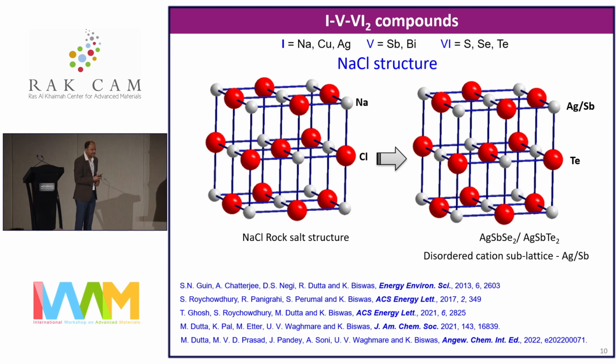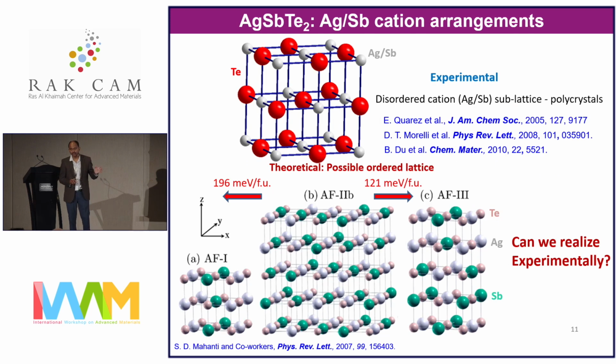And this AgSbTe2 is not a new compound. We have not synthesized it for the first time. It was synthesized a long time ago, in the early 1970s, and then people did many experiments on this AgSbTe2. Experimental observations from crystallography as well as electron diffraction as well as high-resolution TEM showed that silver and antimony are disordered in the sodium lattice. And tellurium, of course, has a static lattice.